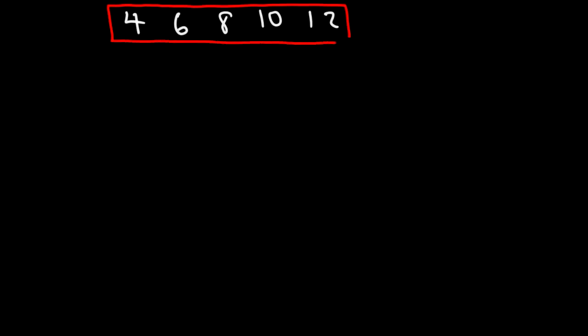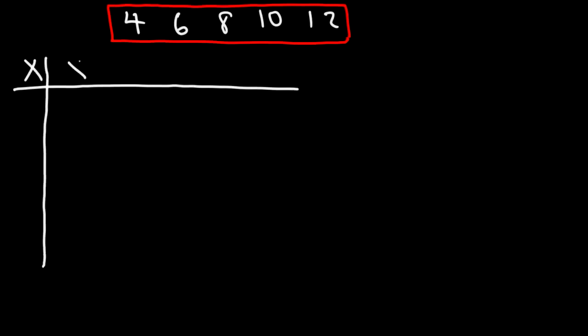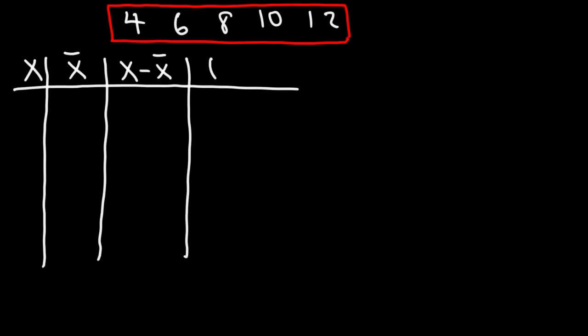Now it's your turn. So using the second list of numbers that we had, 4, 6, 8, 10, and 12, go ahead and pause the video and calculate the sample variance and the sample standard deviation. Go ahead and try it. So let's construct the table first. So we have x, x bar, and x minus x bar, the deviations, and then the square of the deviations.